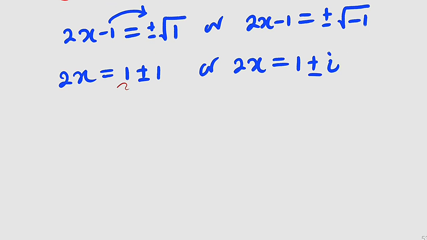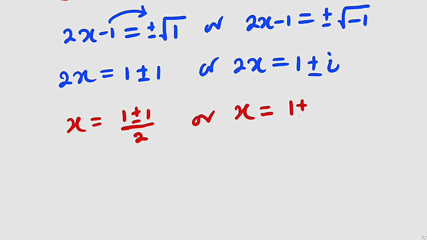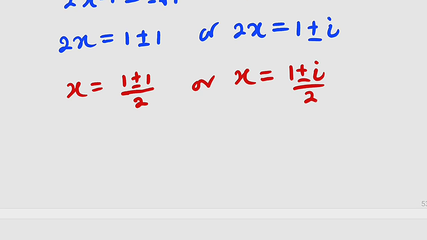We divide both sides by 2. x is equal to (1 ± 1)/2, and the same thing here, x = (1 ± i)/2. Okay, now we have 4 solutions. Let us split them. Let me start with the first one. You see, we have plus or minus here. We're going to take them separately.